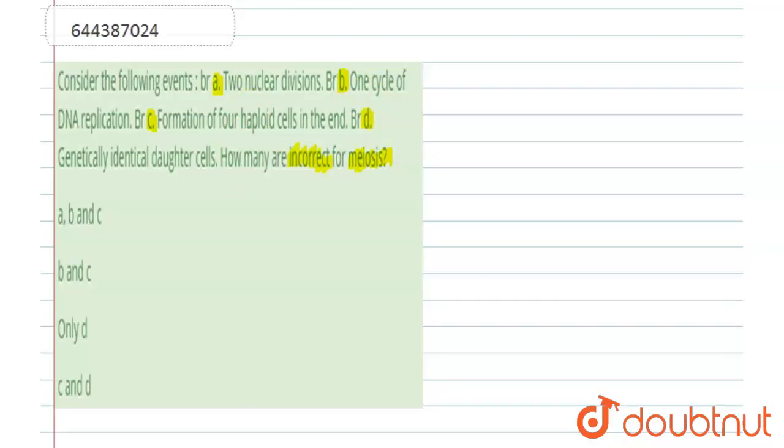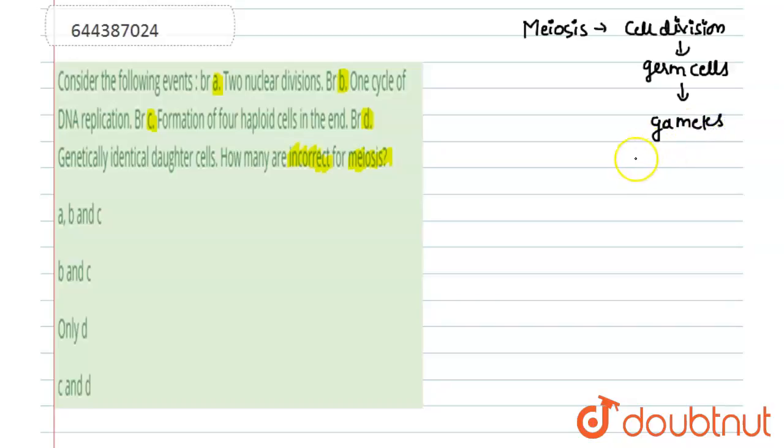So let's talk first about what meiosis is. Meiosis is a special type of cell division, a cell division of germ cells. It occurs in the germ cells of sexually reproducing organisms to produce the gametes. Gametes are like sperm in males and egg cells in females.